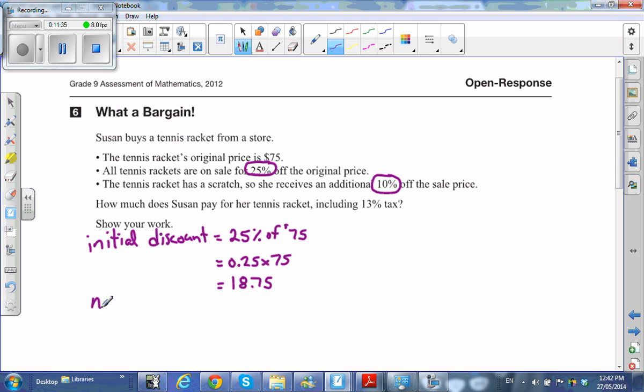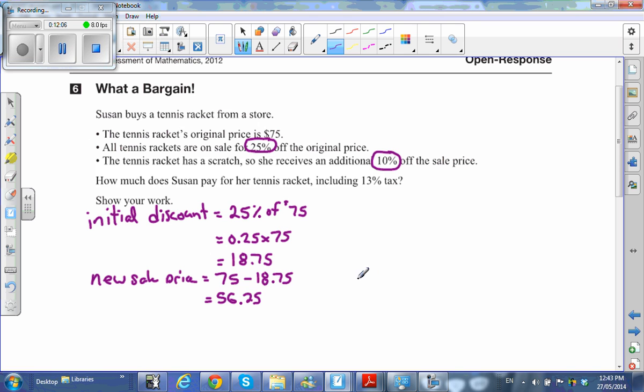So new sale price equals 75 minus our 18.75. I'm just going to use a calculator here on my desk. I think it'll go a little quicker. 75 minus 18.75 is 56.25. Now we have our second discount.